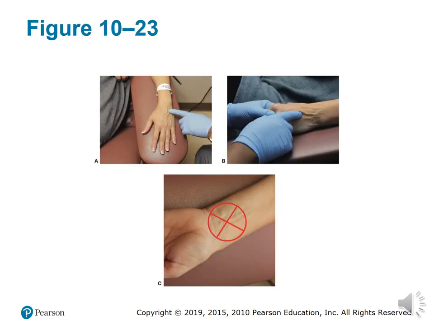All right, so here you see the veins in the hands in A and B, showing you what good hand veins look like. You never want to stick on the backside of the wrist. Those veins back there are very, very prominent in just about everyone, but they are really, really small, and you definitely never, never, ever want to use those.